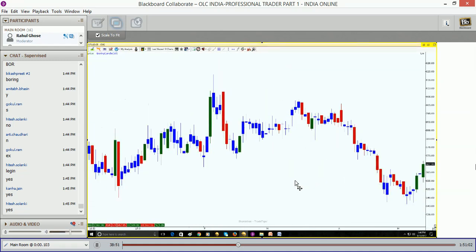I want you guys to mark a demand zone on the daily chart of Cipla. Open up your Trade Tigers, friends, and mark a daily demand zone on Cipla. I shall monitor. Once you guys have completed, let me know and I'll have a look at the zone.